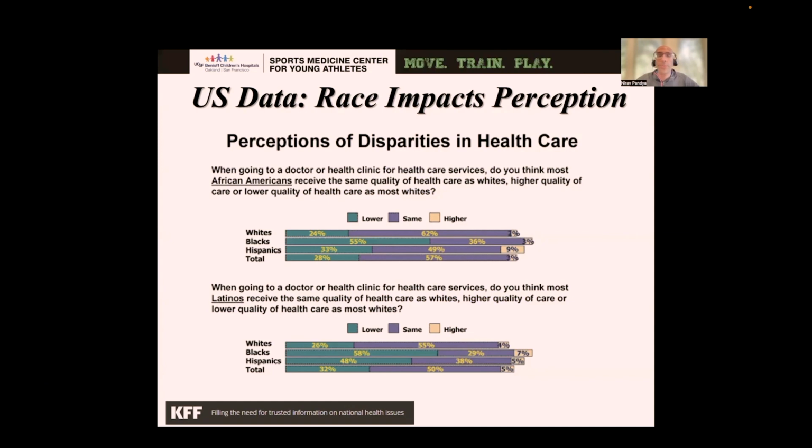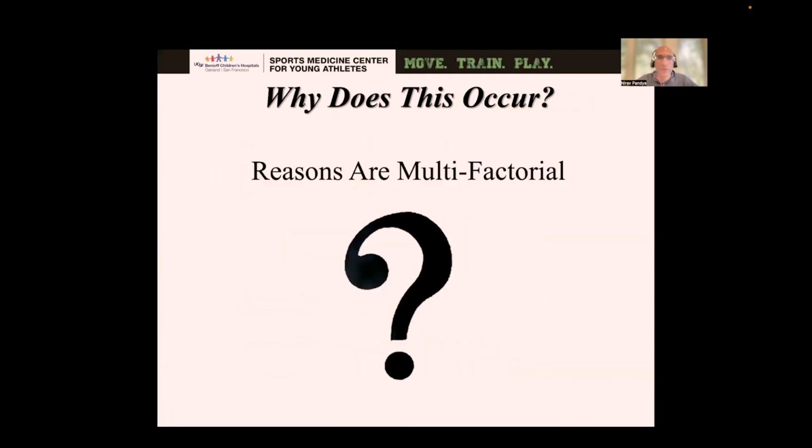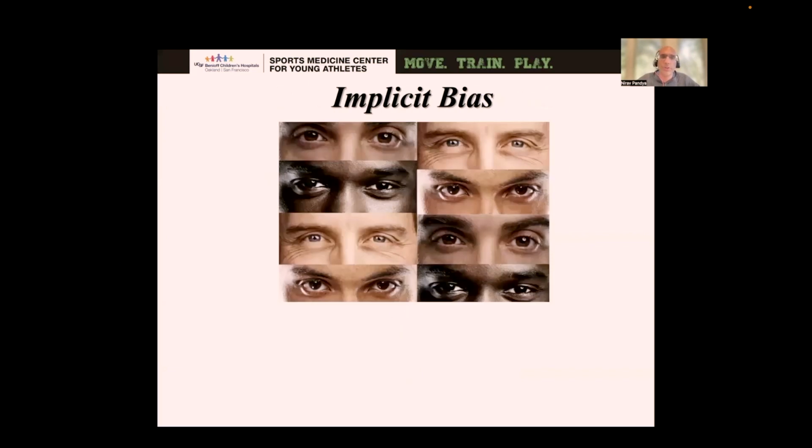So as a result, a patient may not necessarily be non-compliant with your care or may not be willing to undergo a procedure, not because they have a lack of understanding, but may have a lack of trust because of how the healthcare system has treated them over a period of time. So people ask, why does this occur, right? This is a problem. It seems very basic. Why is this occurring? And the reasons are multifactorial.